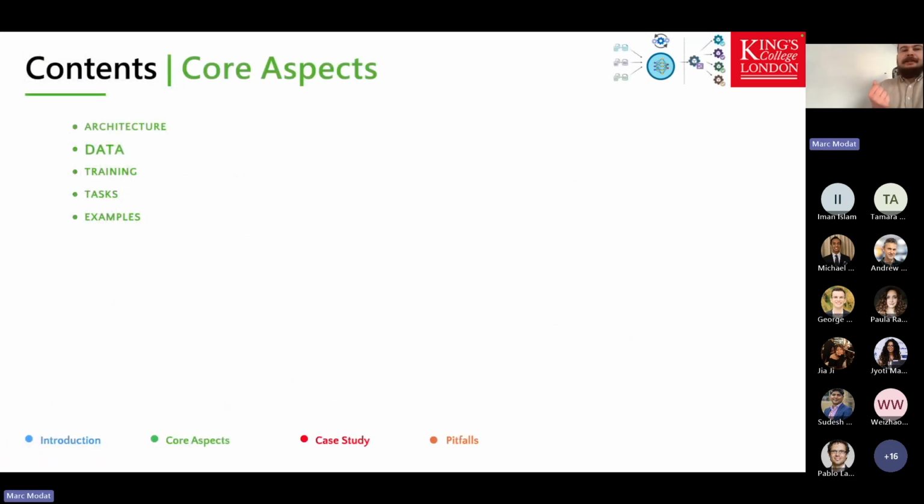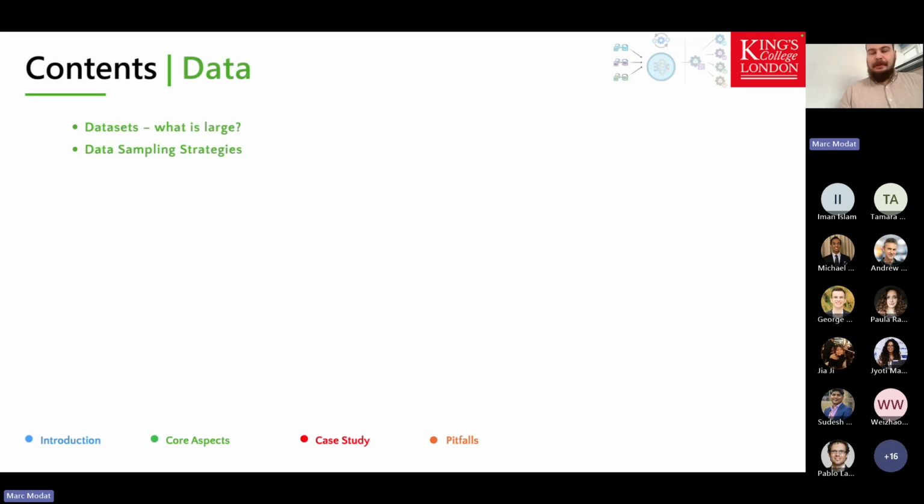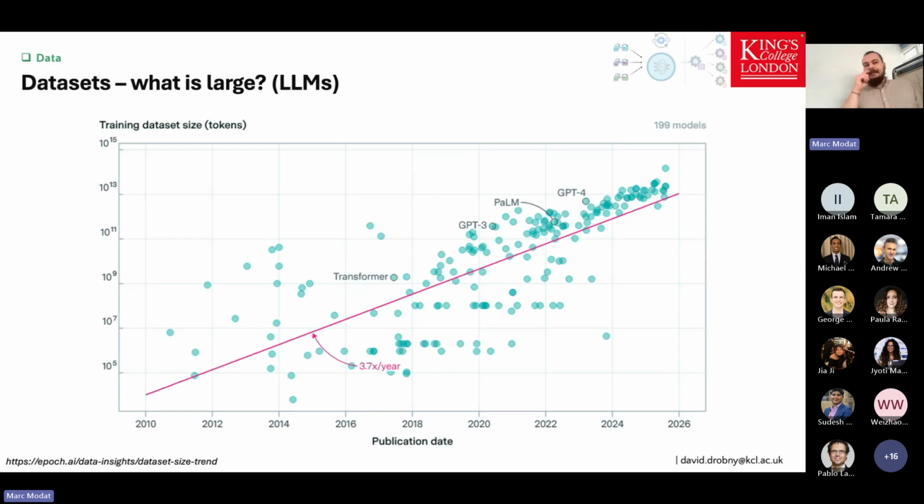Okay, so now I want to talk about data, because we all know for machine learning, especially deep learning, we need big data. But what is big data? What does it look like? And how do we handle it then? This is an interactive figure on the website, which essentially shows different large language models and the data sets that have been used.